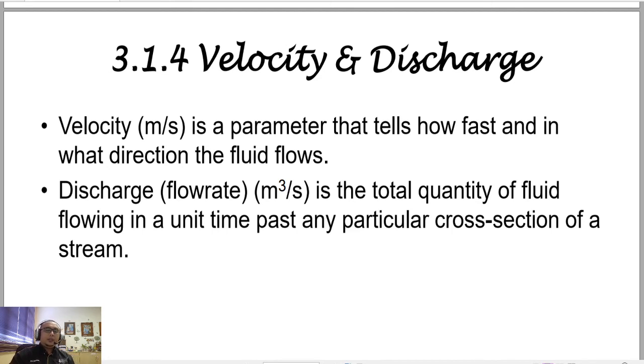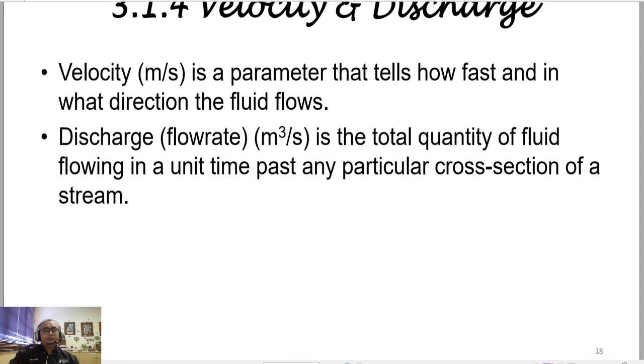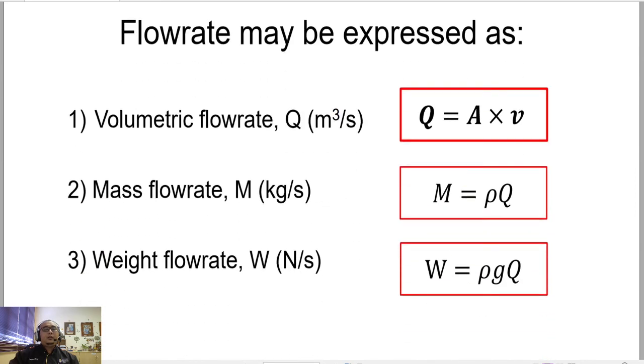So velocity is a parameter that tells how fast and in what direction the fluid flows. Meanwhile, discharge or flow rate, the unit is meter cube per second, is the total quantity of fluid flowing in a unit time past any particular cross-section of a stream. So, untuk discharge ni kita nak tahu berapa banyak air yang mengalir dalam 1 second. Okay, so flow rate kita boleh expresskan dalam 3 kaedah ataupun 3 term.